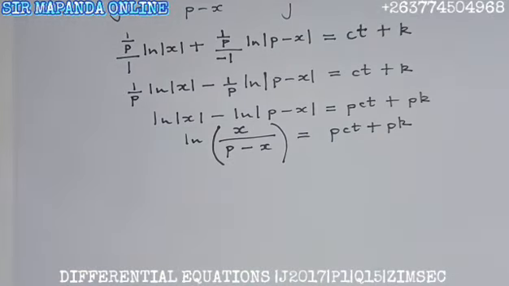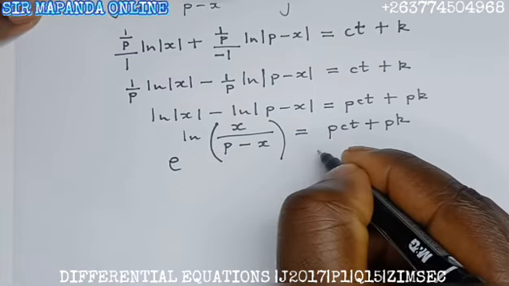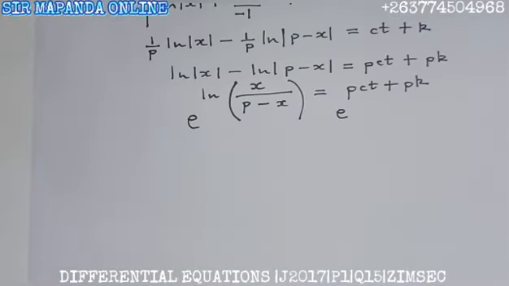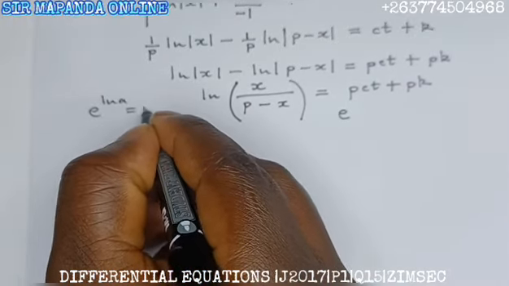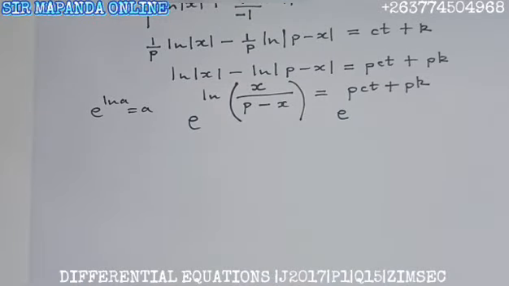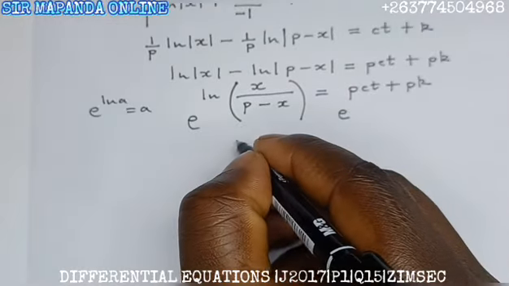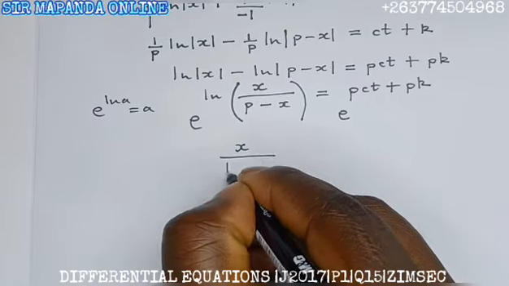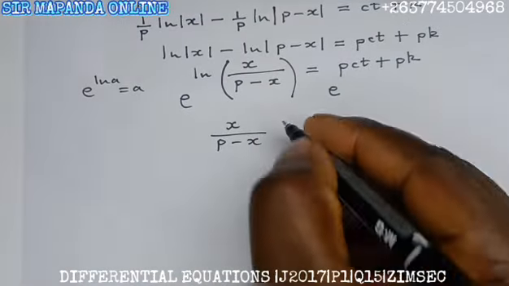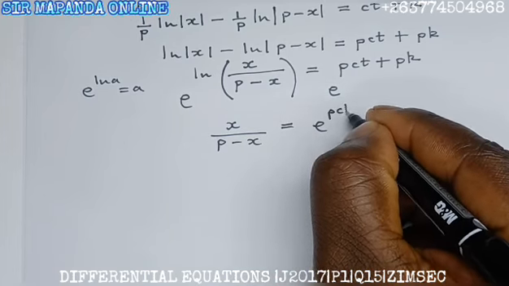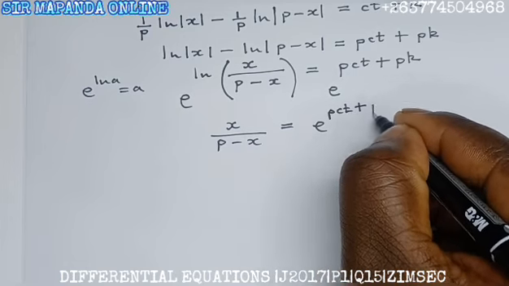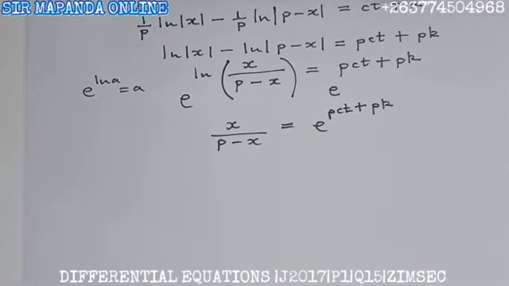Right? To remove the log, you raise both sides with exponential. You introduce exponential on both sides. So remember, e to the power of ln a is equal to a. You now know that if we raise an exponential with a ln, the answer is the number in front of the log. So on the left side, we'll be left with x over p minus x is equal to e to the power of pct plus pk. I hope you are following.